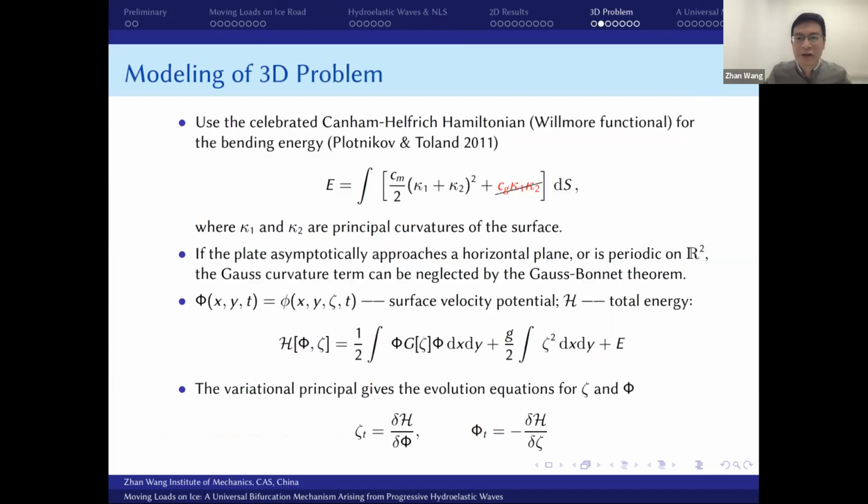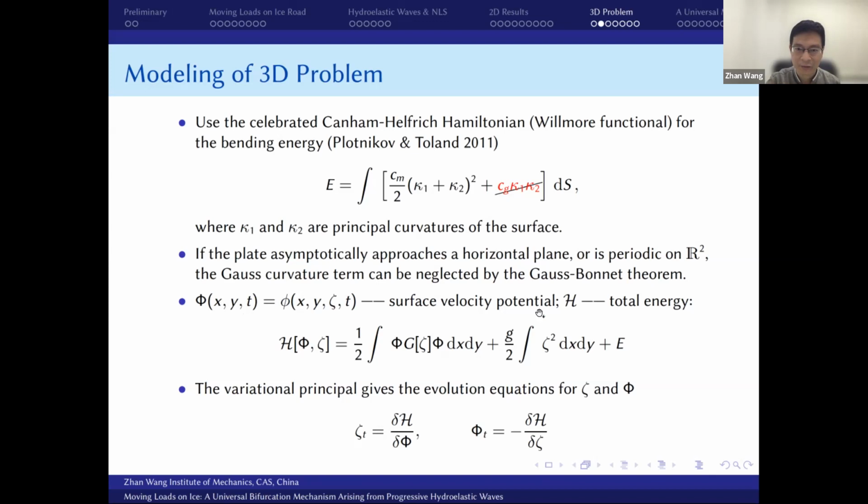So first we have to generalize the model of the two-dimensional problem to three dimensions, which was done by Toland and Plotnikov in 2011. They used the celebrated Helfrich Hamiltonian, or Willmore functional. It's just a combination of the mean curvature squared and the Gauss curvature. The Gauss curvature can be neglected if the plate asymptotically approaches the horizontal plane or is periodic on R2, because the total Gauss curvature is constant and has no contribution when you take a variational derivative.